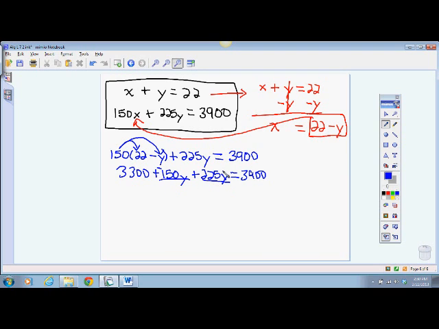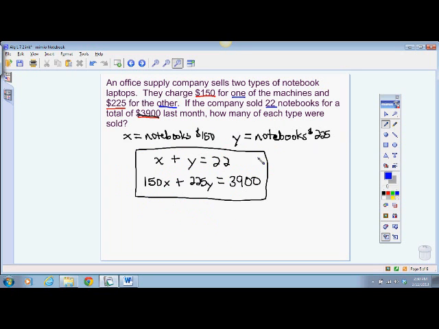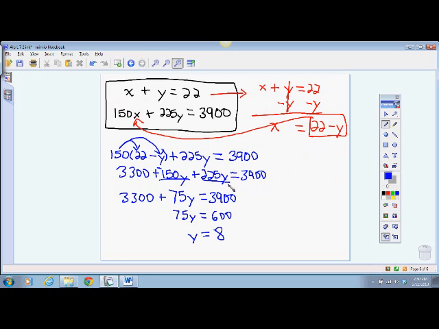Combining our like terms, you take a negative 150 plus 225, we end up with 75Y. And now we can solve for Y. If you subtract our 3,300 here, that gives us 600. And if you take 600 and divide it by 75, you get 8. So this tells us, remember, that our Y equals the number of $225 notebooks. We sold 8 of them.